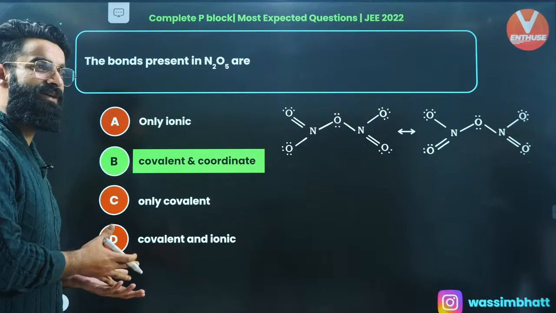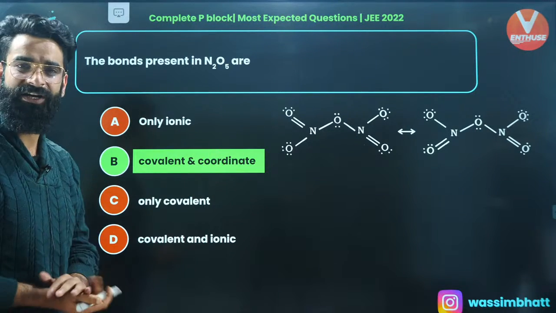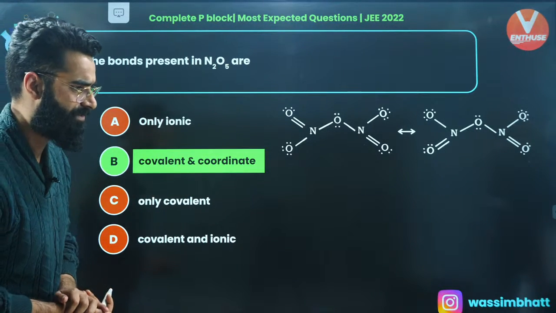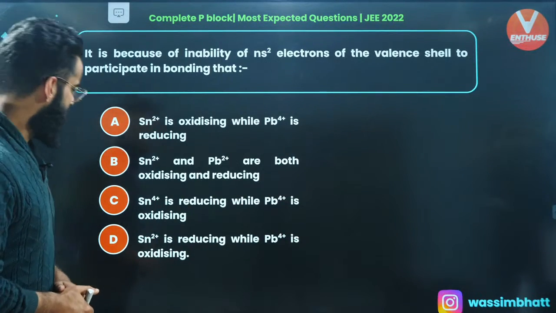How many coordinate bonds are in this one? How many coordinate bonds are in that one? How many lone pairs will be there? What is the formal charge present on atoms? Anything can be asked out of the structures, right? So do remember these structures in detail. Okay, one more question, guys.